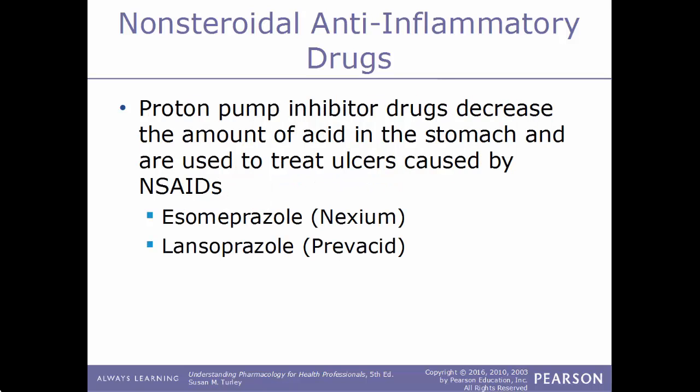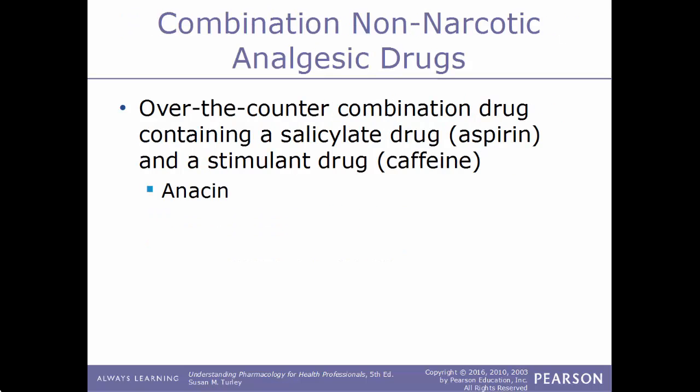Another way you can treat stomach upset or peptic ulcers that are caused by aspirins and NSAIDs is by using proton pump inhibitor drugs. And these work because they decrease the amount of acid in the stomach. And some examples of this type of drug would be esomeprazole, also known as Nexium, and also lansoprazole, which is known as Prevacid.